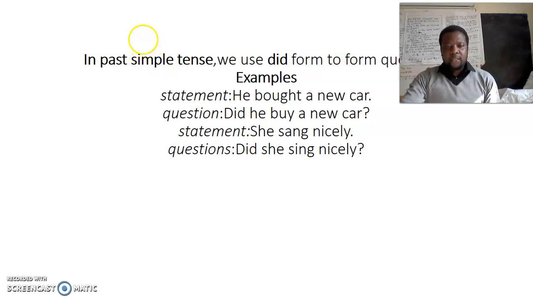The next statement reads, she sang nicely. What do you think is the question to that statement? Good. I hope you have said, did she sing nicely? So you see, sang has gone back to sing, but still referring to the past. So let's take note of that. Let's always remember that we use the did form to form questions for statements in the past simple. And in the process of forming a question, any verb that comes after did will always be in its present simple form.